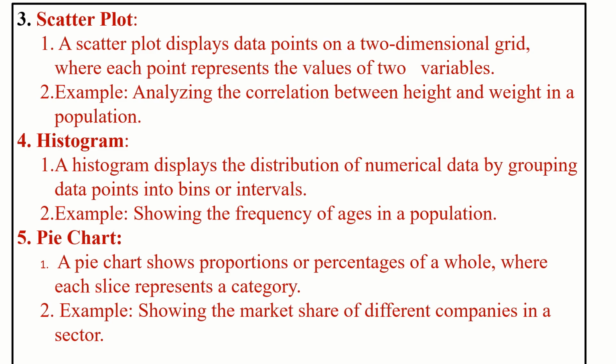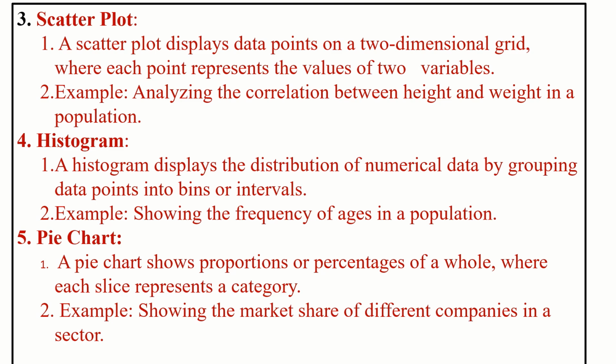Scatter plot. It displays the data points on a two-dimensional grid where each point represents the value of two variables. Example: analyzing the correlation between height and weight in the population. Histogram. The histogram displays the distribution of numerical data by grouping the data points into bins. Example: showing the frequency of ages in a population. Pie chart. It shows the proportion or percentage of a whole where each slice represents a category. Example: showing the market share of different companies in a sector.